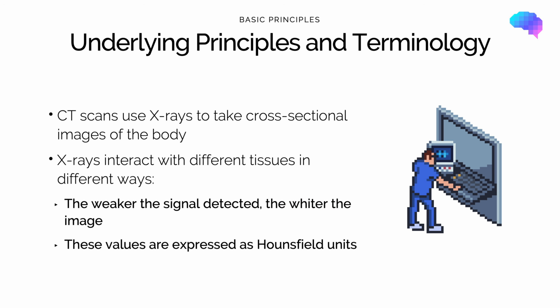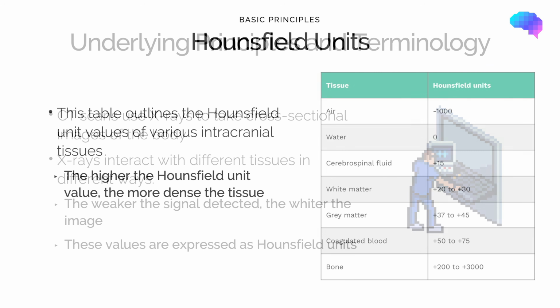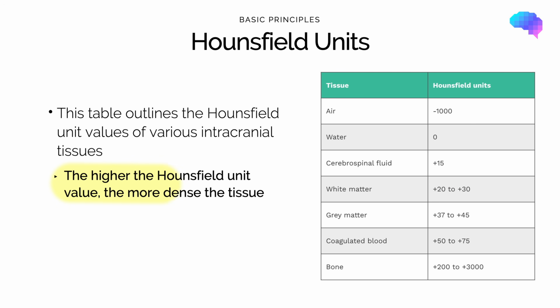Conversely, if the X-ray goes through the body and encounters lots of low density tissues, then the signal detected by the receiver will be high, and this corresponds to black or darker areas on the final image. So, as we can see here, we've got a table on the right hand side showing various Hounsfield units for different tissues. We're starting off at the top with air, which has a very low Hounsfield unit value of -1000. Then we come up to water, which is slightly more dense and actually has a Hounsfield unit of 0.